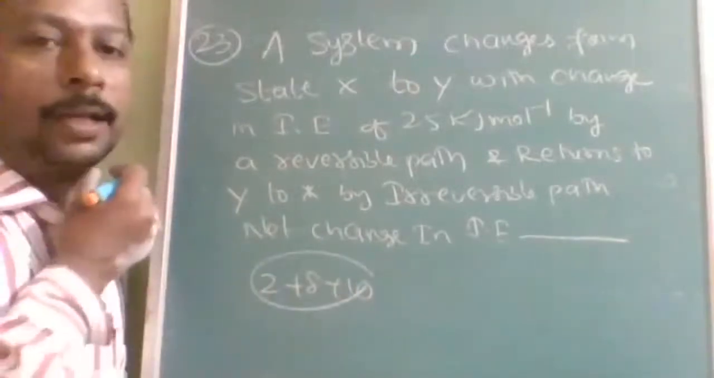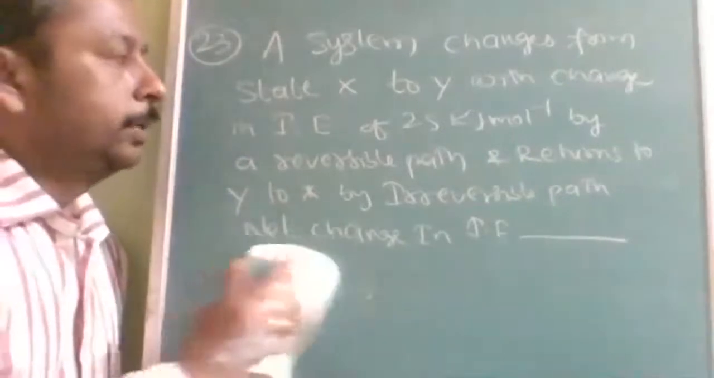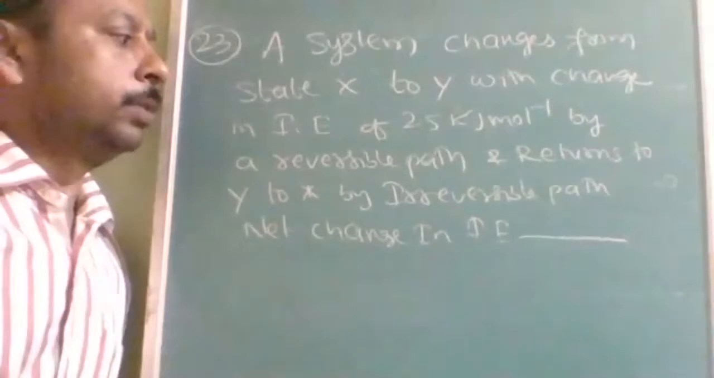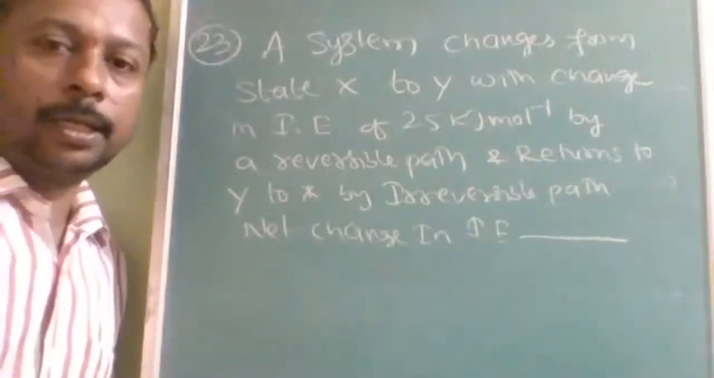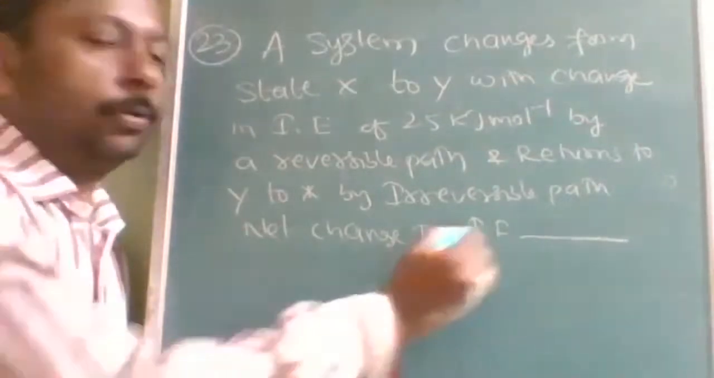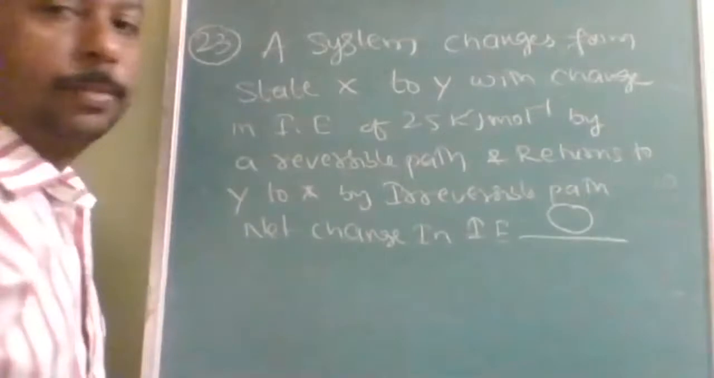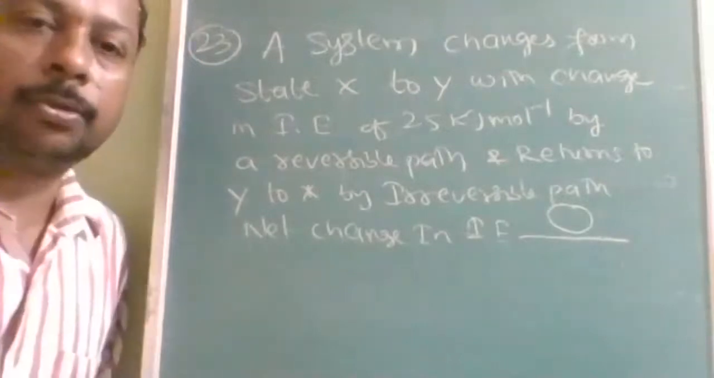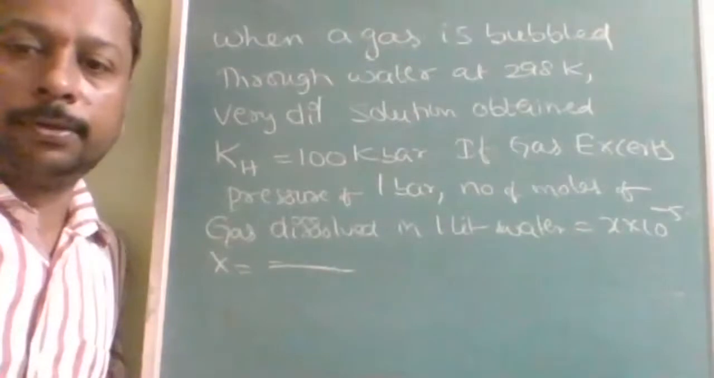Okay, this is a nice question from thermodynamics. Change in internal energy you have to find out. From x to y, it travels through the reversible path, and y to x, it travels through the irreversible path. So net change in internal energy is very good, because in a cyclic process, internal energy change is how much? Zero. Okay. If it is a cyclic process, then final and initial states are the same. So change in internal energy will be how much? Zero.